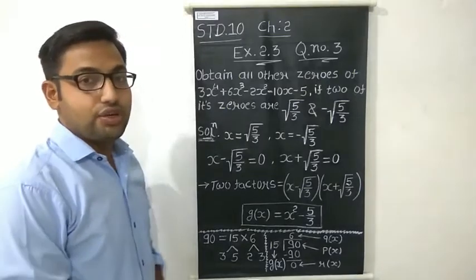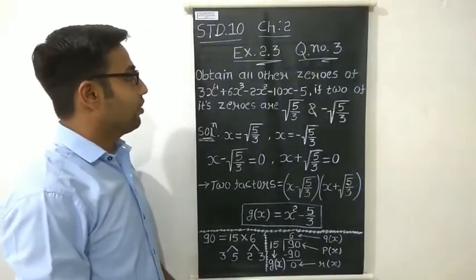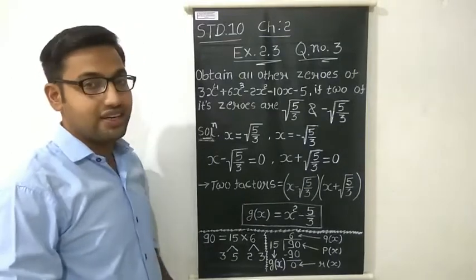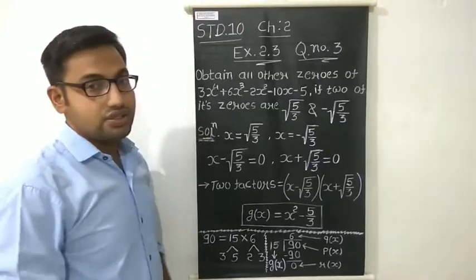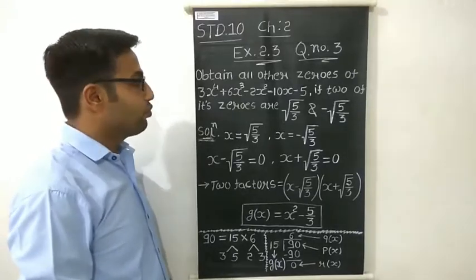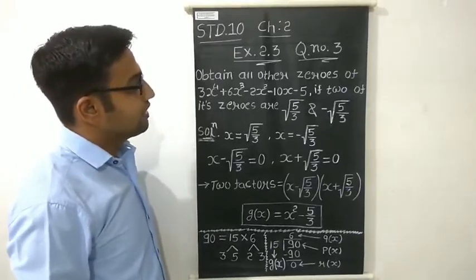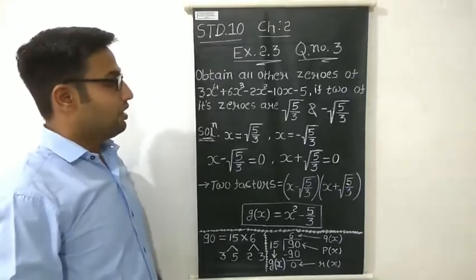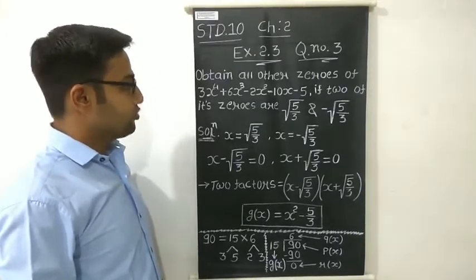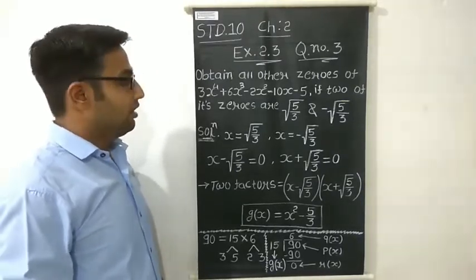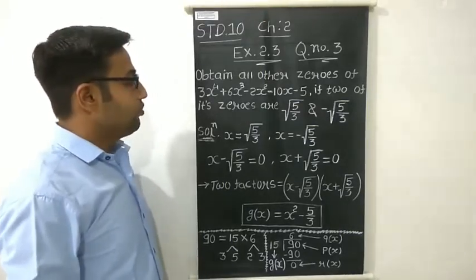Hello students, today we will study one of the questions of exercise 2.3, question number 3. This is a topic of standard 10, chapter number 2, polynomials. As this is a very important sum for examination purposes, and actually it is very easy if we understand it in the proper way. Okay, so what is the question?